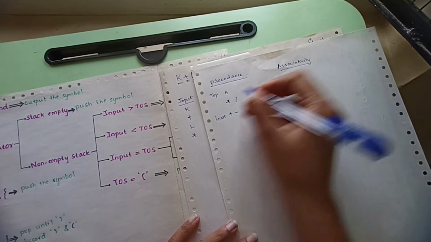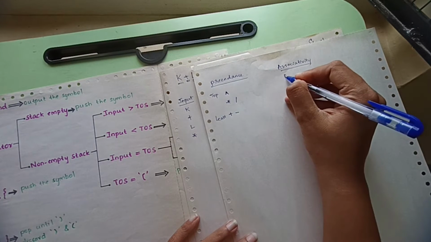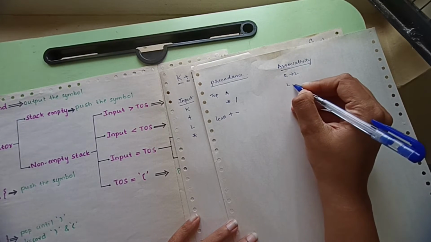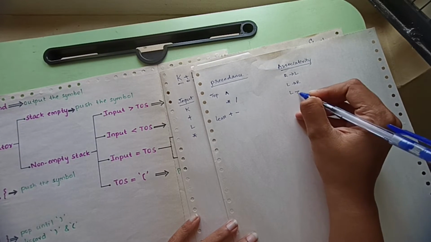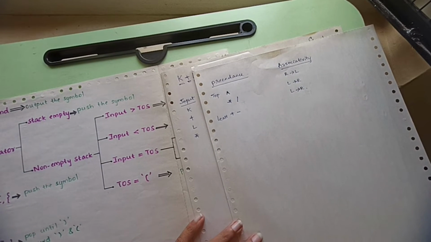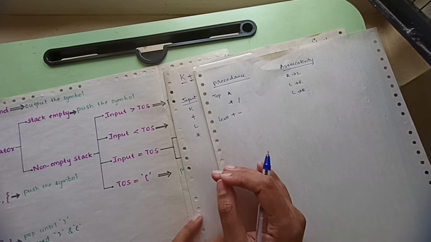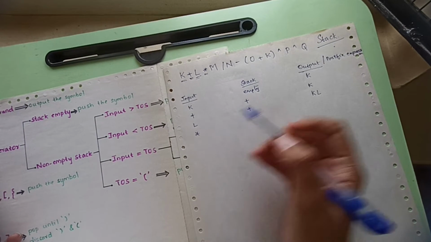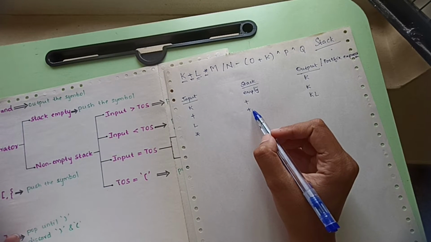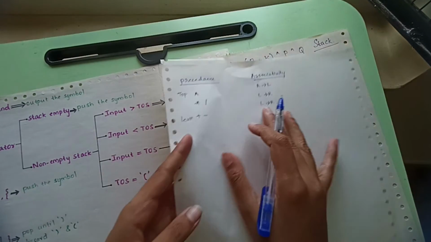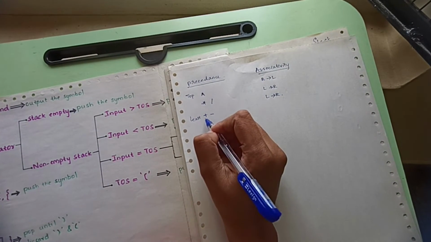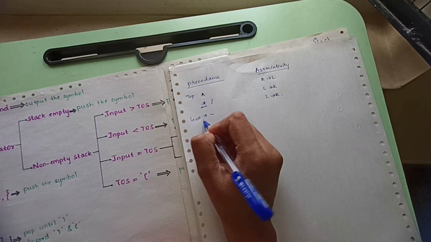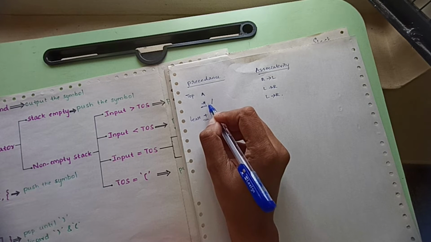So associativity of exponential is right to left and all the remaining ones are left to right. We'll see how we can use this in this example. Now that we have star as the input and plus as the top of stack, according to this table, we know that star lies here and plus lies here.